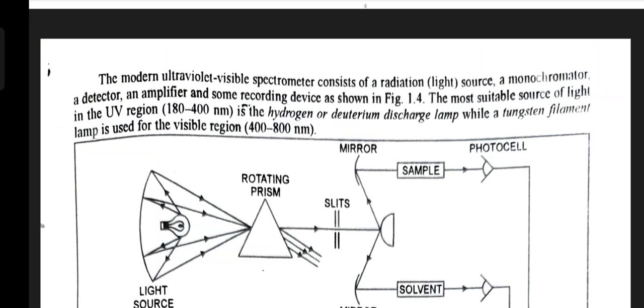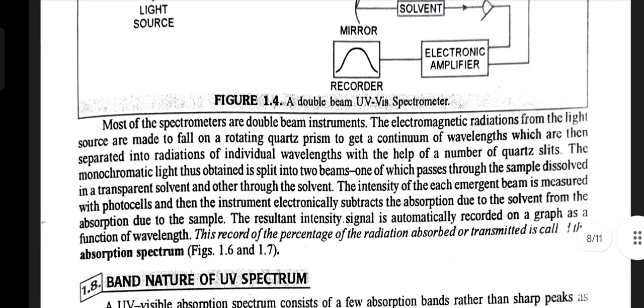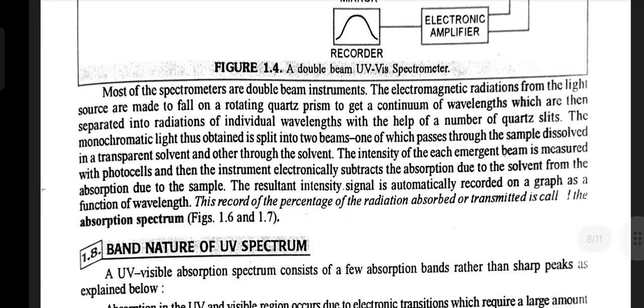The most suitable source of light in the UV region is the hydrogen and deuterium discharge lamp, while a tungsten filament lamp is used for the visible region. Most of the spectrometers are double beam instruments. Thus, electromagnetic radiation from the light source is made to fall on a rotating quartz prism to get a continuum of wavelengths, which are then separated into radiation of individual wavelengths with the help of a number of quartz slits.